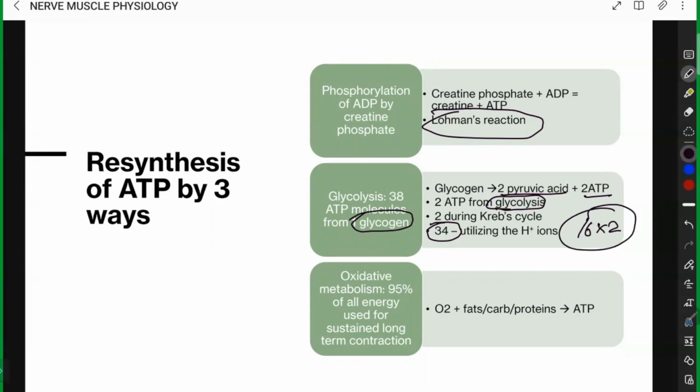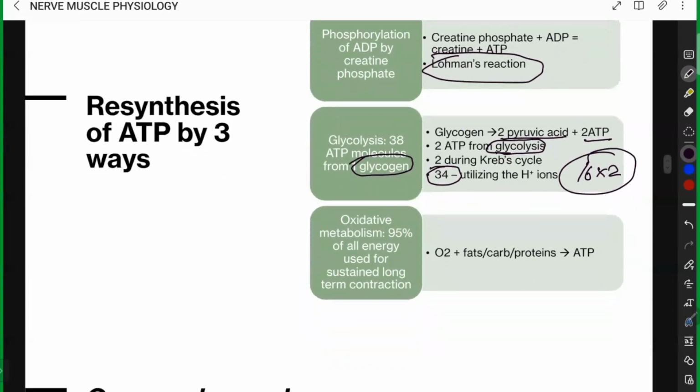So 34 plus 2 ATP are produced. The 2 pyruvic acid produce 2 ATP in glycolysis, and in the Krebs cycle, 34 ATP are produced utilizing the H plus ions. Therefore, overall 34 plus 2, 36 plus 2, 38 ATPs you obtain from the glycogen alone.